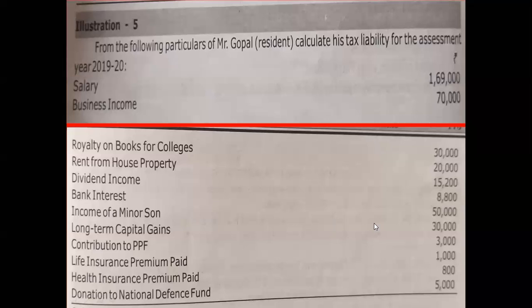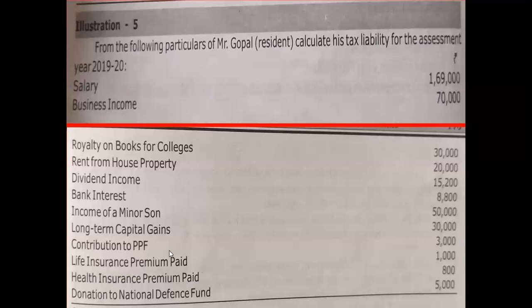Income of a minor son 50,000. So this will be called clubbing of income, meaning income from the minor son will be added to the income of the assessee. If such income is included in the total income, he can claim up to 1,500 as exempted income. So 50,000 minus 1,500 will be the exempted amount. Next, long-term capital gains they have given. This will be added after claiming deductions under section 80C to 80U from the gross total income. So these are the different incomes. Next, contribution to PPF, that is Public Provident Fund.